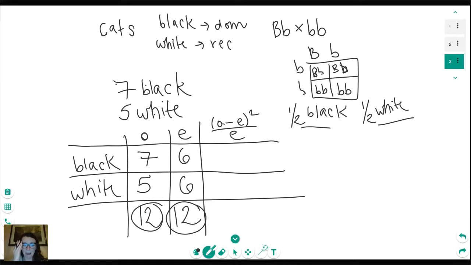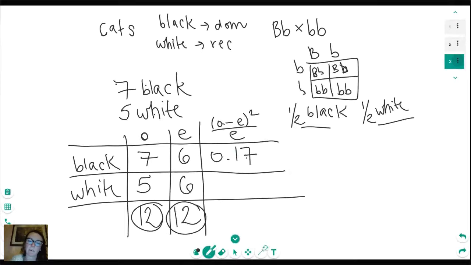Okay, so now we just do the math, and all of this lead up is the hard part. The actual mathematics of the matter is pretty easy, okay? So the math just involves doing your observed minus your expected. So for the first one, it would be 7 minus 6, which is 1, squared, which is still 1, divided by 6. So it's 1/6, which is 0.17. Okay, so that's what we get for our first.